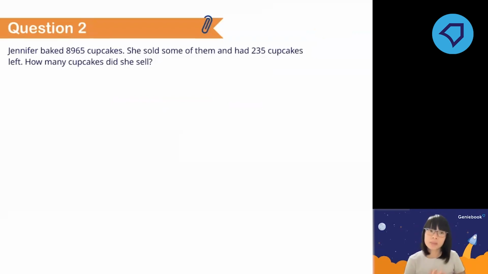Okay, let's go on to question number 2. Jennifer baked 8,965 cupcakes. She sold some of them and had 235 cupcakes left. So can you tell me how many cupcakes did she sell? What do you need to do then? Do you need to do addition? Do you need to do subtraction?